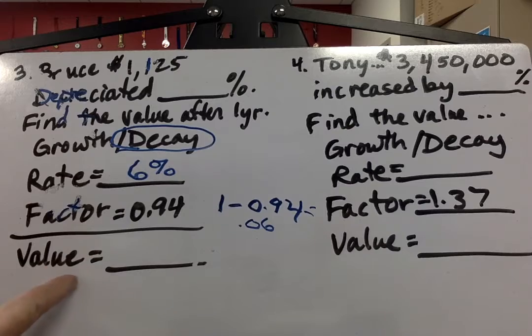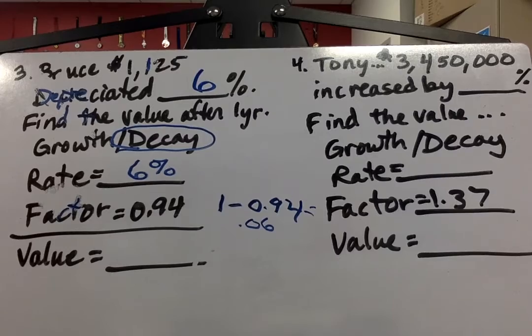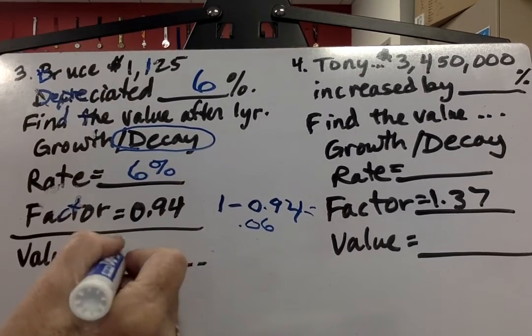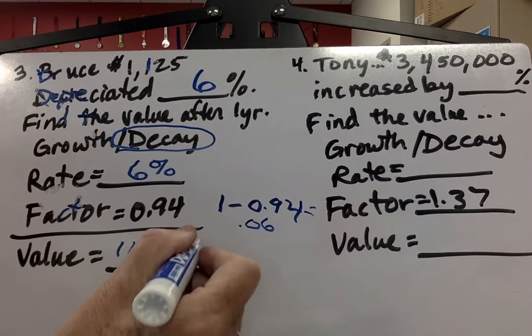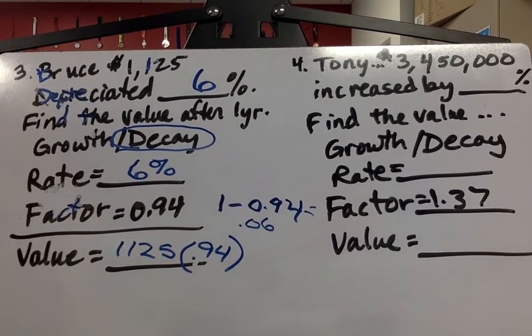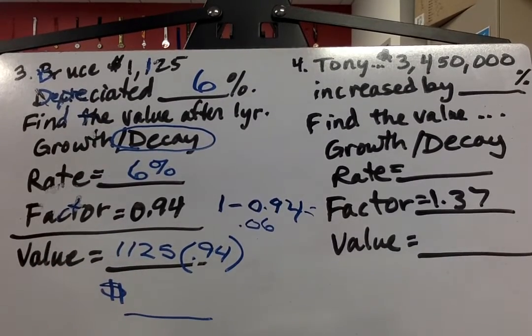So, when we're multiplying our value, we're going to put depreciated 6%. Bruce bought the phone for $1,125, so we go 1,125 times our factor of 0.94. I'll let you finish that one. It does have some cents, so make sure you put your decimal in the cents there.